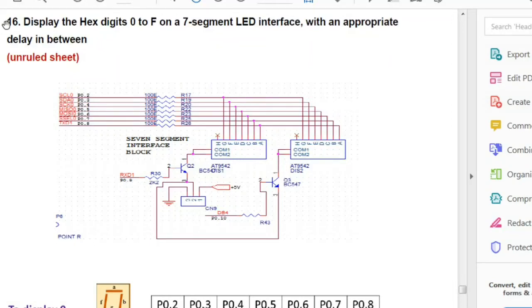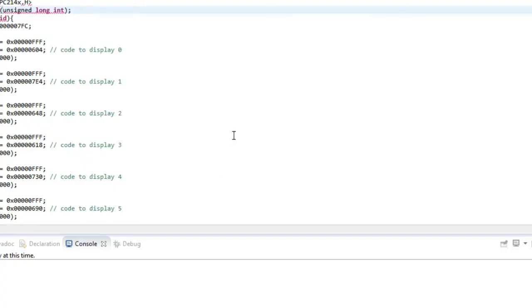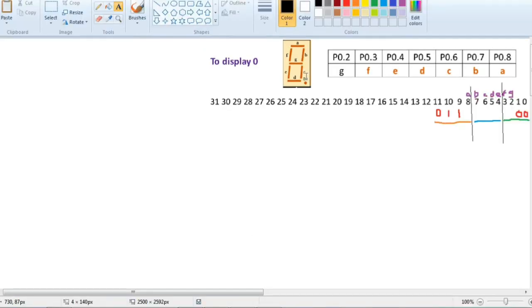Coming to the 16th lab program, we have to display the hexadecimal digits from 0 to F on a 7-segment LED interface with an appropriate delay in between. So we have a hexadecimal display in which we will be displaying the digits from 0 to F.